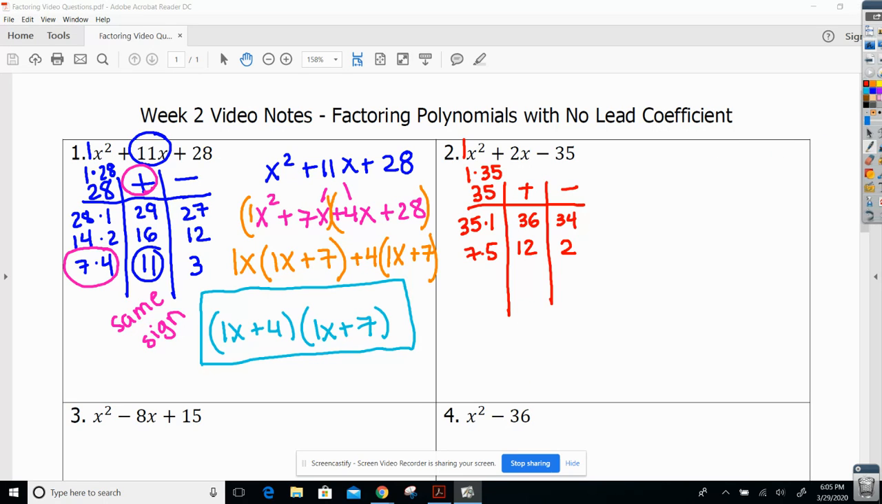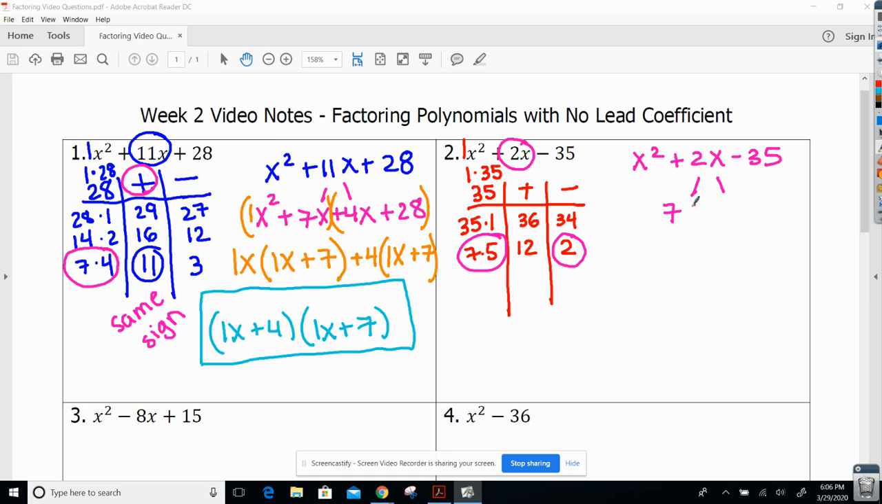All right, now if you think back, again, we are looking for our middle number. Our middle number here is 2, and here is our 2. Okay, so I'm going to rewrite my problem over here, x squared plus 2x minus 35. And then I'm going to look, what two numbers gave me that 2? Well, that'll be 7 and 5. So I'm going to break up my 2x as 7x and 5x.